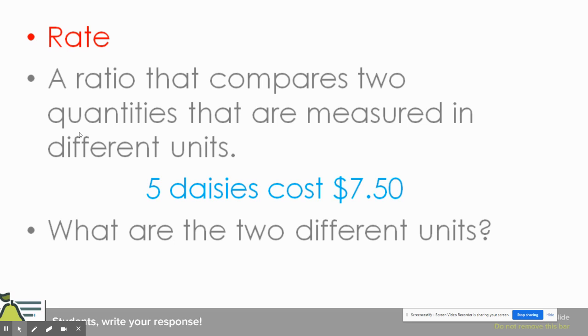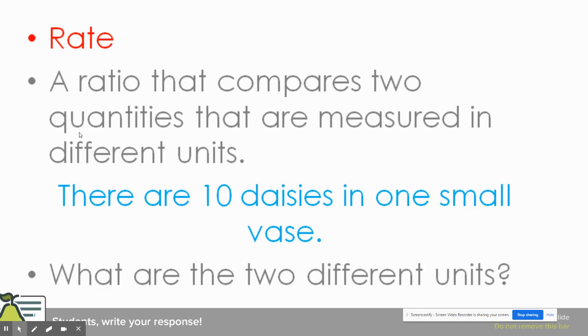Again, if you took the time to do that, the 2 different units are daisies and dollars, which are totally different. So that's what makes this a rate. Rate, a ratio that compares 2 different quantities measured in different units. There are 10 daisies in 1 small vase. What are the 2 different units? Okay, the 2 different units are daisies and vase. Once again, it's a rate.